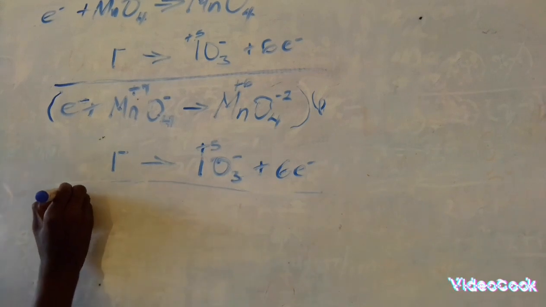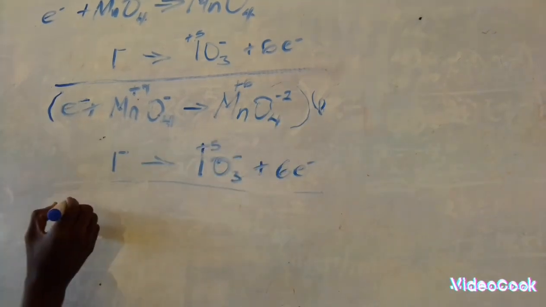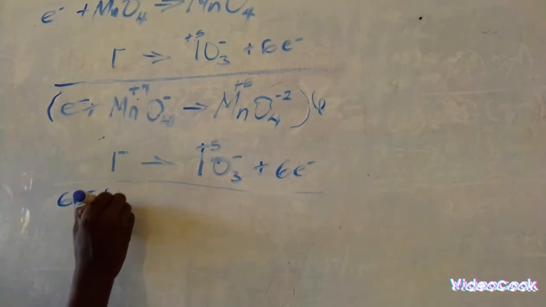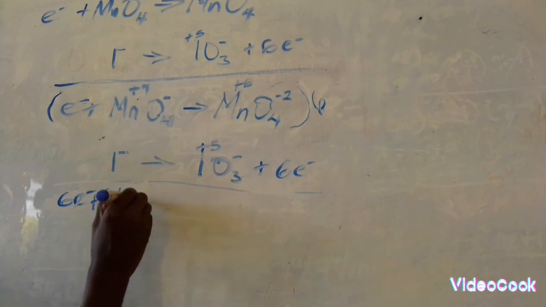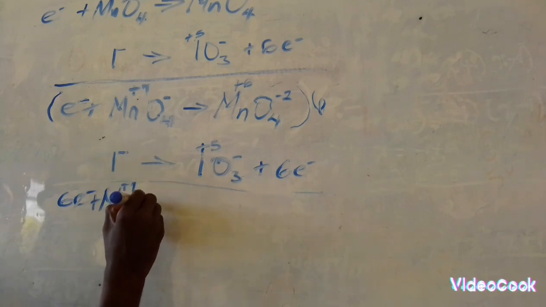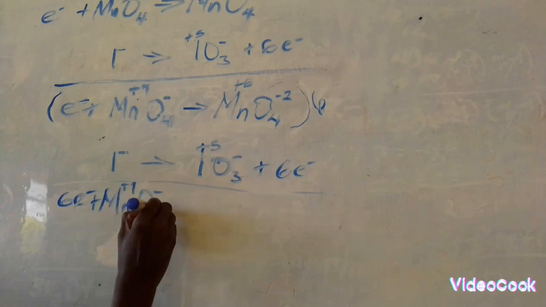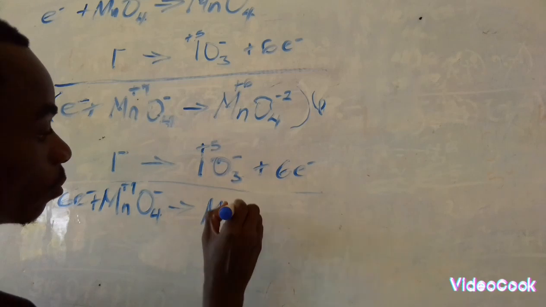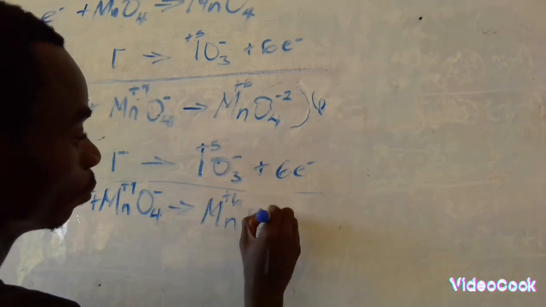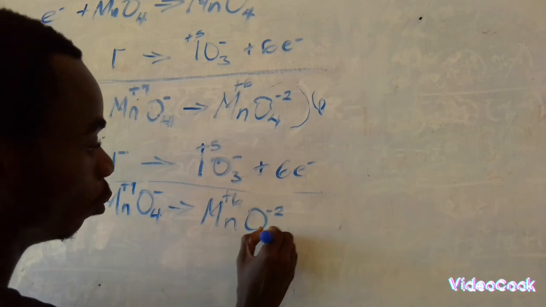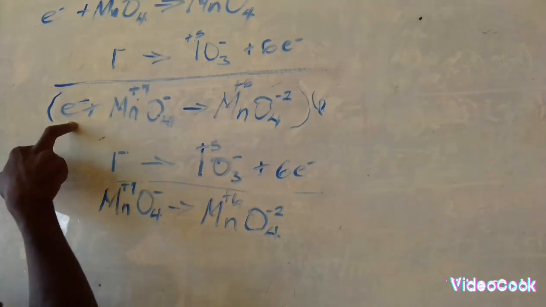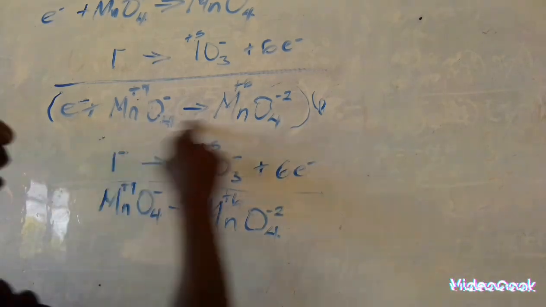We have manganese. We have 6 times 6 electron gives us 6 electrons. And then we have manganese, the charge is 7, plus oxygen with 4 as a subscript. Then manganese with 6 as the charge, and O with -2. Okay. So right now, after multiplying this, our focus is not only on the electron, but also this 6 is affecting everything inside here.